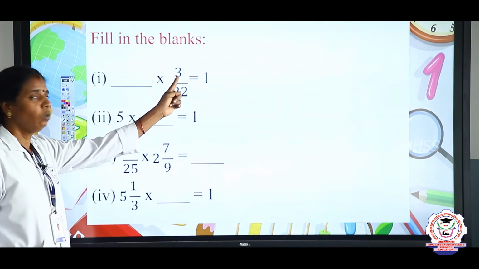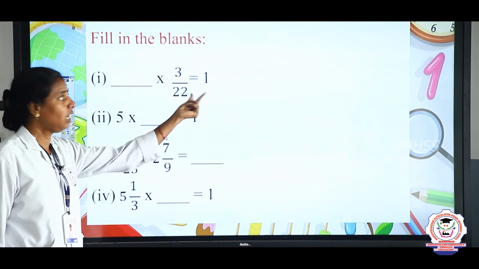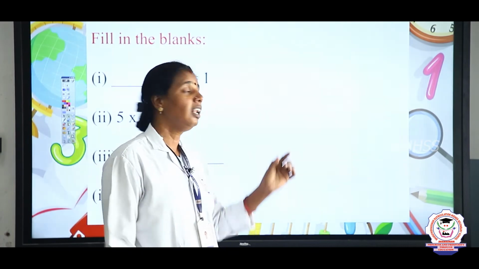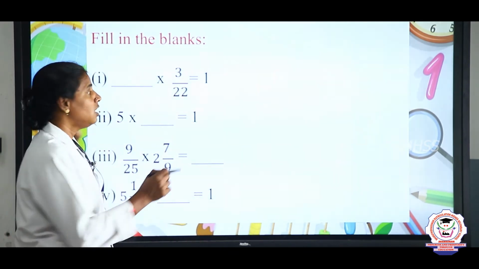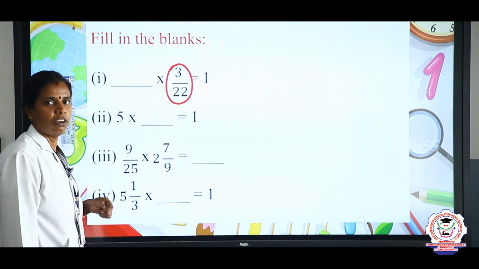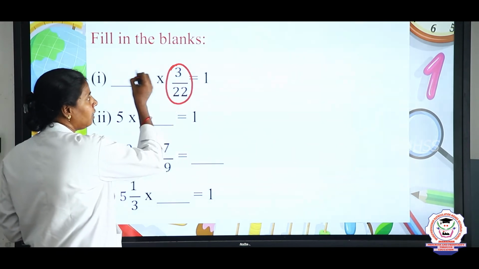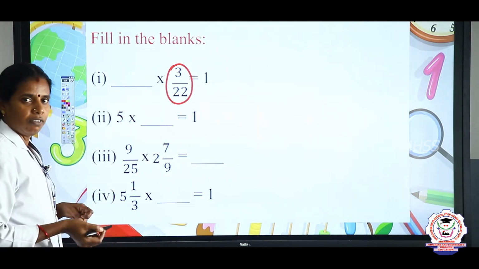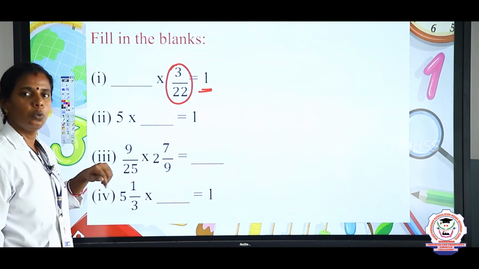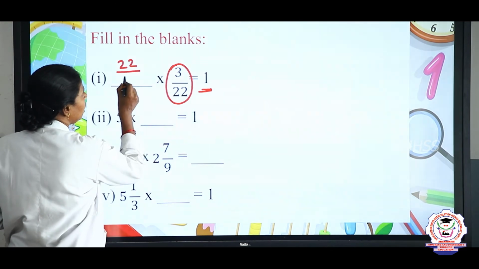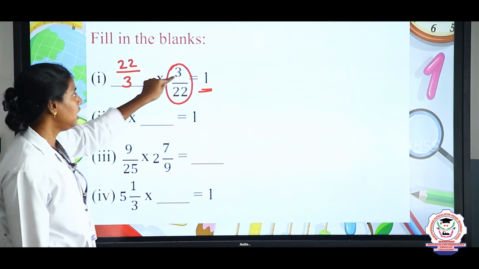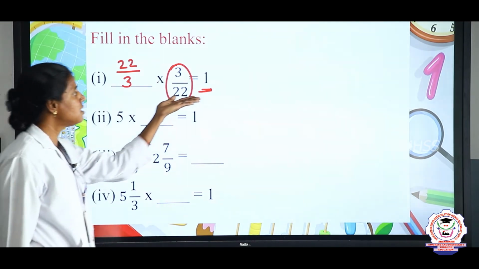See, dash into 3 by 22 equal to 1. I told you the product of a fraction and its reciprocal will give the answer as 1, right? So let me consider this 3 by 22 as a fraction now. If it is a fraction, the product with what? Its multiplicative inverse, then only we can get the answer as 1. So what is the multiplicative inverse of this 3 by 22? 22 by 3. Is it clear? So 22 will get cancelled and 3 also will get cancelled one time. So our answer will be 1.